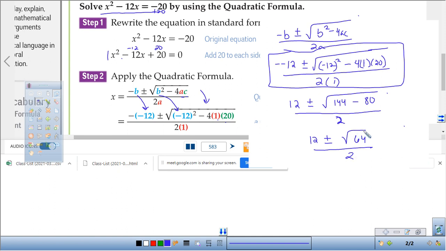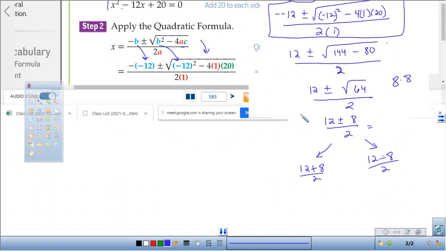Okay, do we know what the square root of 64 is? It's basically 8 times 8, right? So we're going to have 12 plus or minus 8, all over 2. Oh yeah, it cleans up very nice and neat. So now you have two things: 12 plus 8 over 2, or 12 minus 8 over 2.